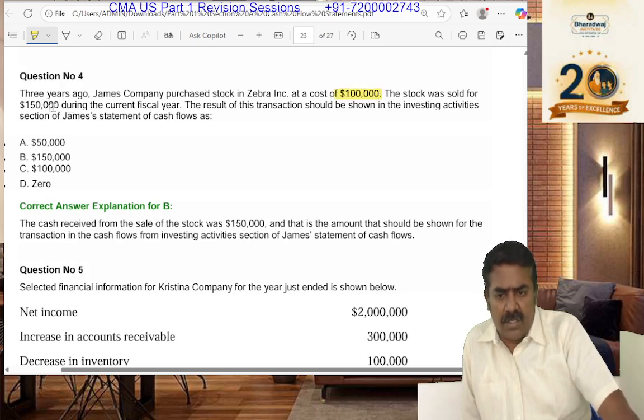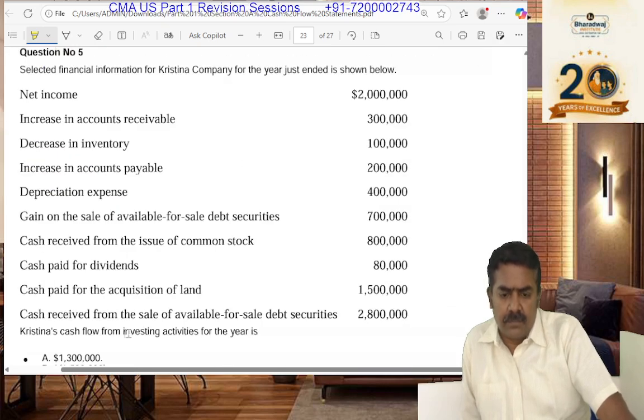3 years ago, James company purchased stock at a cost of how much? 1 lakh. The stock was sold for 1,50,000. The result of the transaction should be shown in investment activity as how much? 1,50,000. For how much did you sell? So sale of investment 1,50,000. Sale of investment 1 lakh. Cash from investing activity, only the investing activity part.